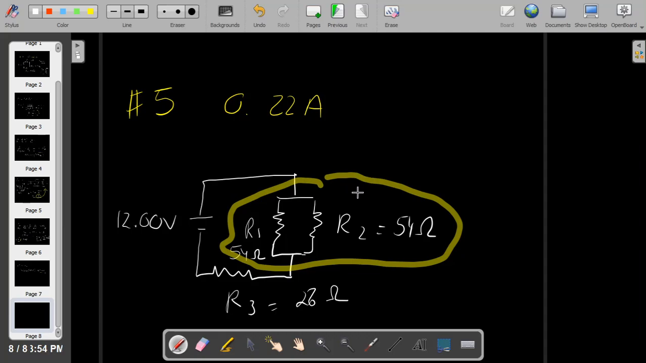And you needed to solve this first to find a resistance total for this section of the circuit. And then you can add this to this one right here. That was the only tricky part in this problem. So let's do that. Let's find the resistance total or effective resistance for this section of our circuit.